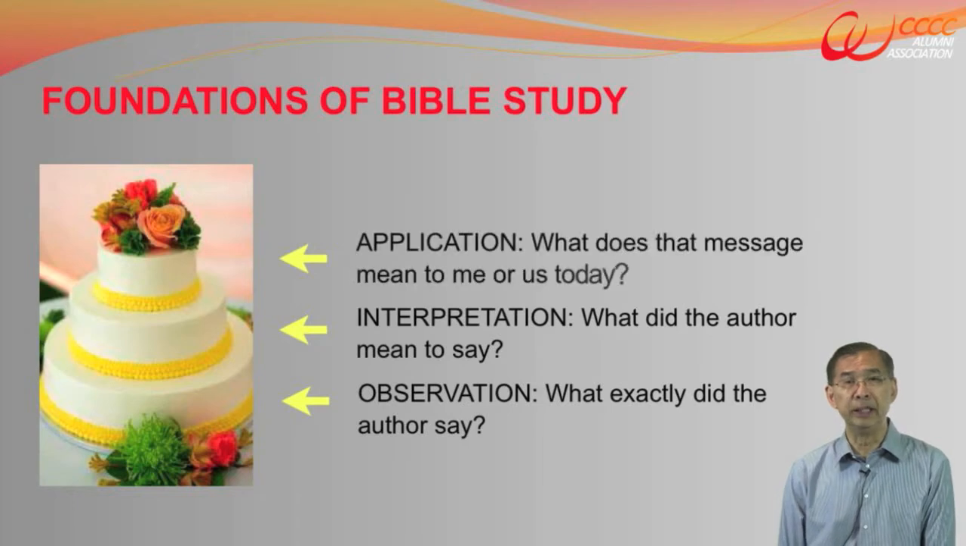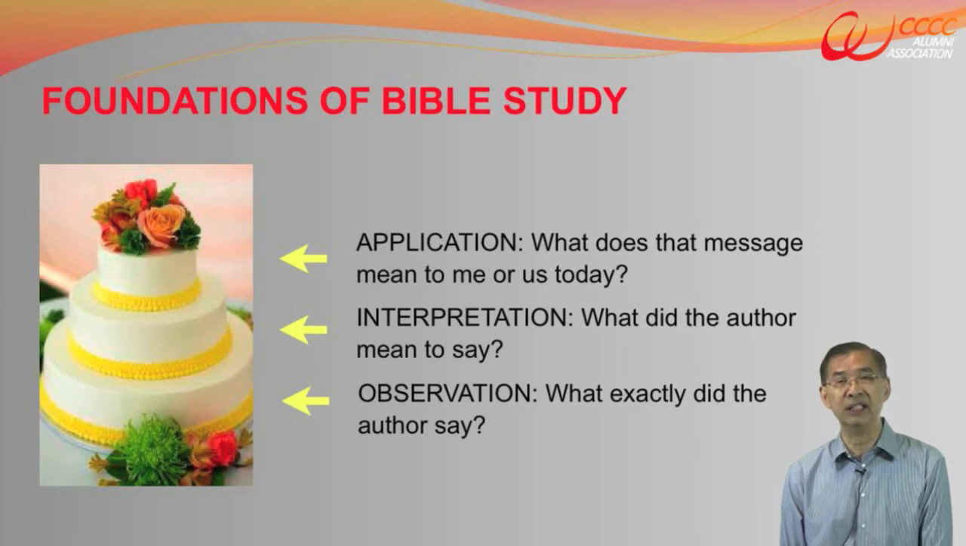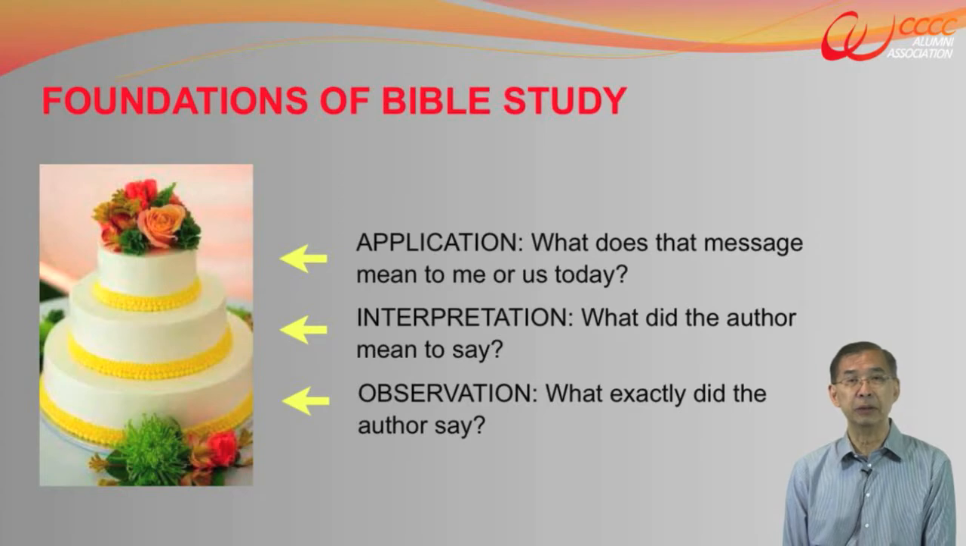The third step would be application. Only when you make it clear that the author is trying to say this or that, then you draw the application. What does that message mean to us or to me today? It's like a wedding cake. The lowest layer must be the strongest and firmest foundation, otherwise the whole thing collapses.